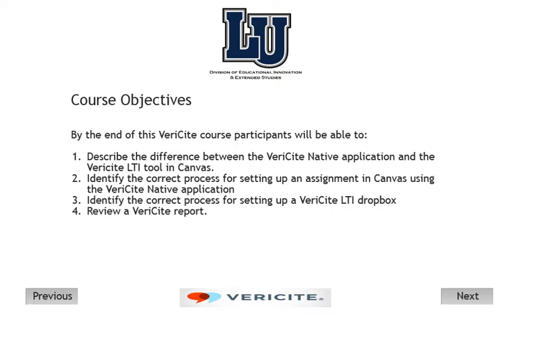The course objectives. By the end of this VeriCite course, participants will be able to: 1. Describe the difference between the VeriCite Native application and the VeriCite LTI tool in Canvas. 2. Identify the correct process for setting up an assignment in Canvas using the VeriCite Native application. 3. Identify the correct process for setting up a VeriCite LTI Dropbox. Lastly, 4. Review a VeriCite report.